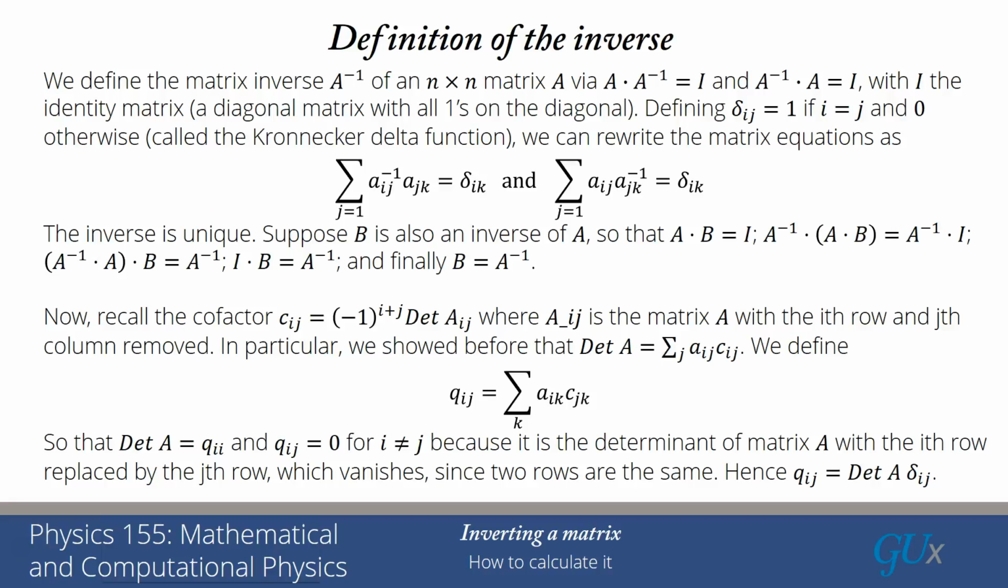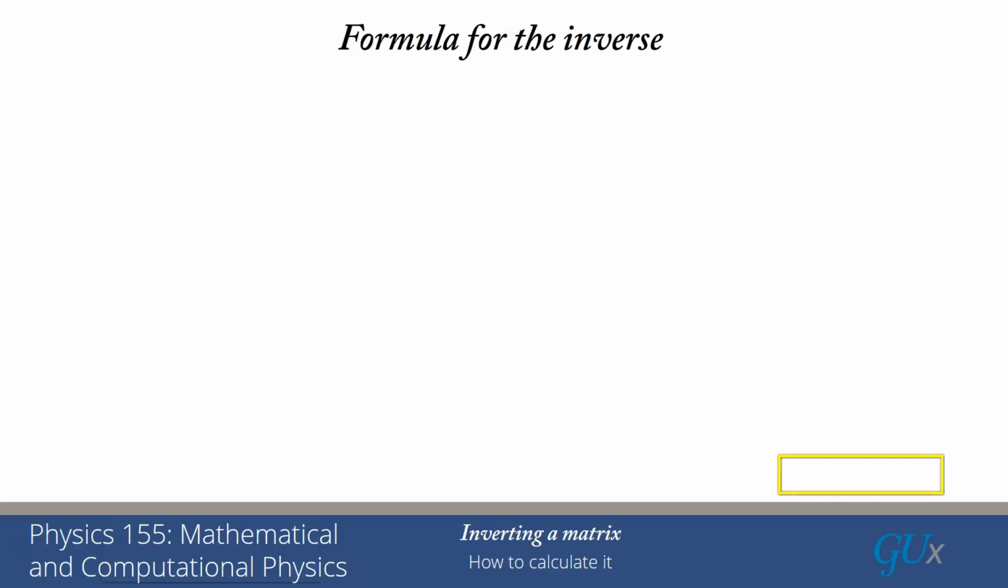See, if I had ajk cjk, that would be the determinant for the matrix A. But I've replaced that jth row, ajk, with aik. So I've replaced the jth row by the ith row. But we know the determinant of any matrix that has two rows that are the same is just equal to 0. So qij equals 0 if i doesn't equal j. And that means I can write qij is equal to determinant of A times delta ij. That identity is going to become very important in just a moment.